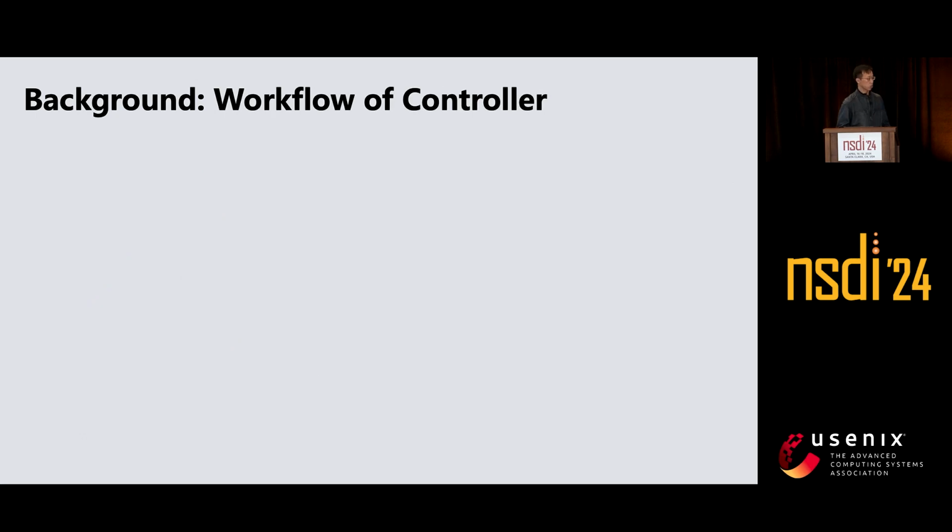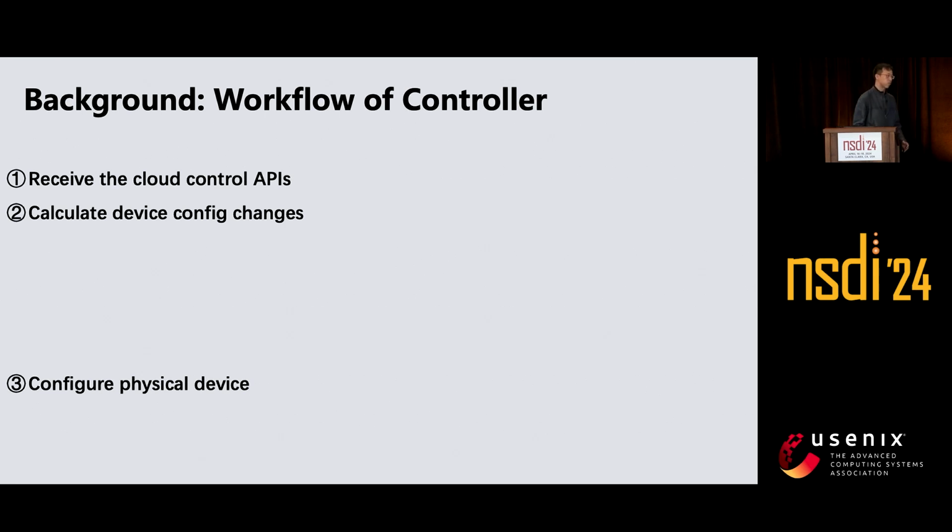Then how does the controller work in a large-scale production environment? Majorly we can divide this into 3 steps. First, they receive the API. Second, they try to calculate what changes they need to install on these devices. Then they try to configure all these devices. Specifically, we'll dive into the second step because that is the most complicated part.